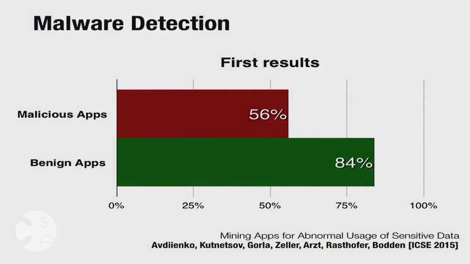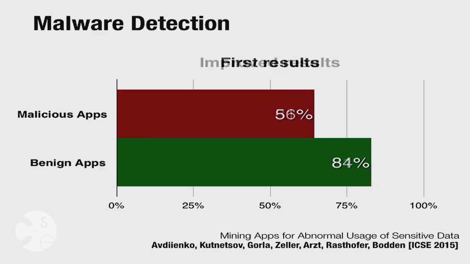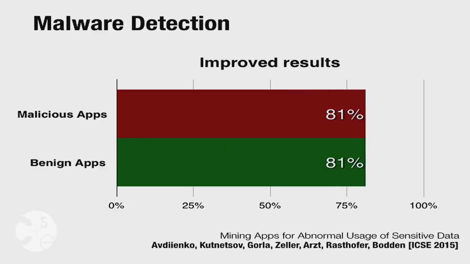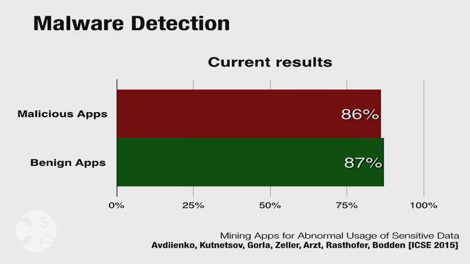Again, on the same data set, we went from the very first results that we had in the first paper, to the better results with using TF-IDF, to the much better accuracy by simply using better features from the code.